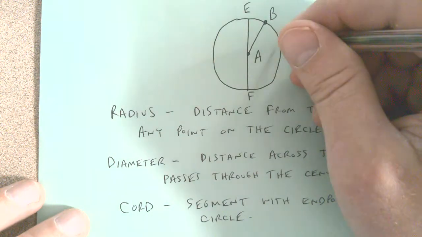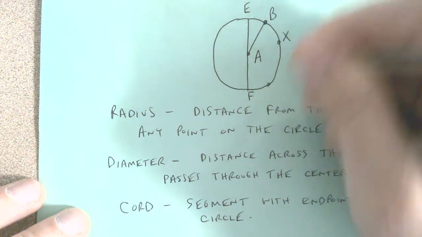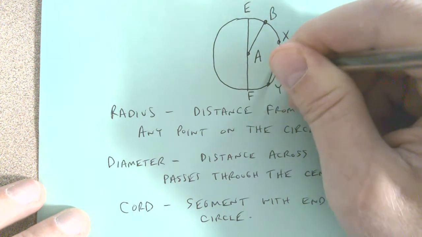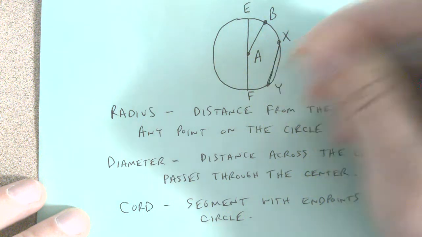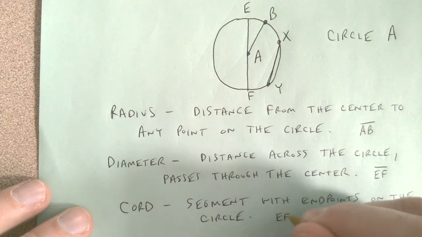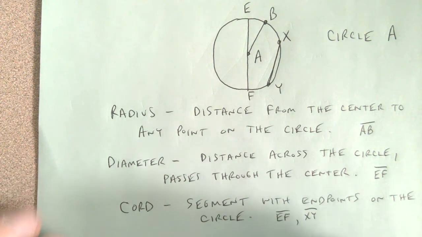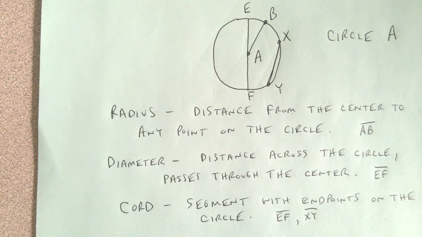I'm going to draw in another one here. We'll call it XY. So in this picture, you could say EF is a chord, you could say that XY is a chord. Again, it's a segment where the endpoints are on the circle.